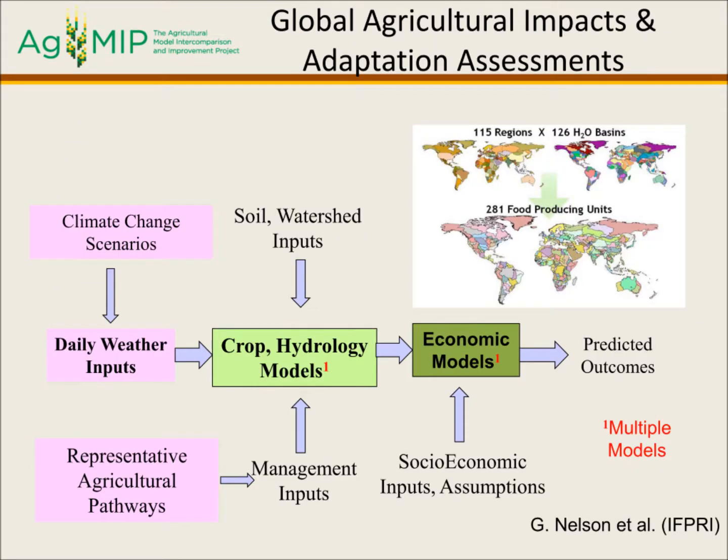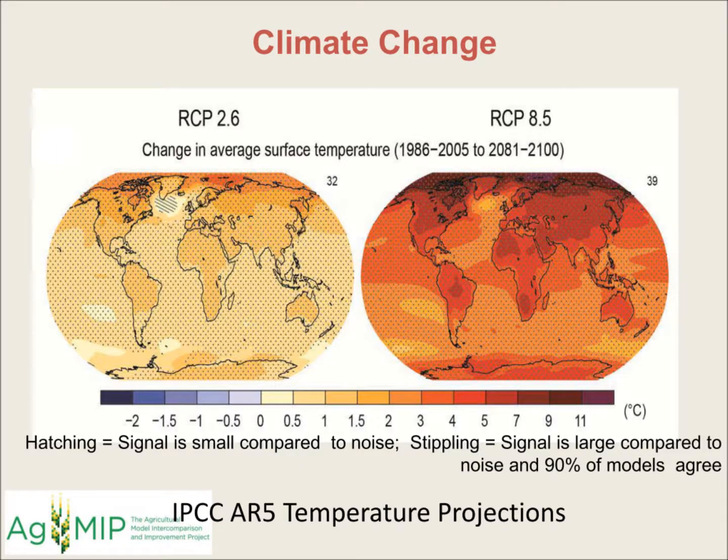This is the schematic of what the team has been doing. Climate scenarios, daily inputs to crop models primarily now, representative agricultural pathways, management inputs, the soil inputs, and then the economic models also have their own set of inputs, and they take these results from the crop models and produce the predicted outputs. The difference between this and what's been done in the past is that this used 10 global economic models, which was quite interesting. And again, we're using these scenarios from IPCC AR5.